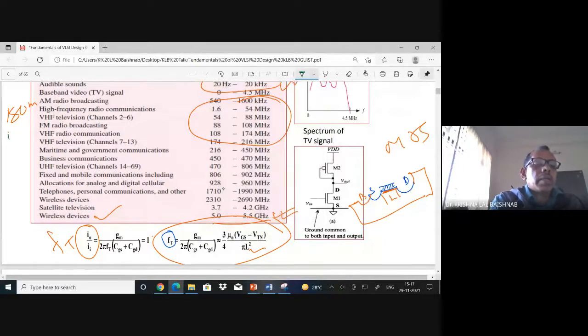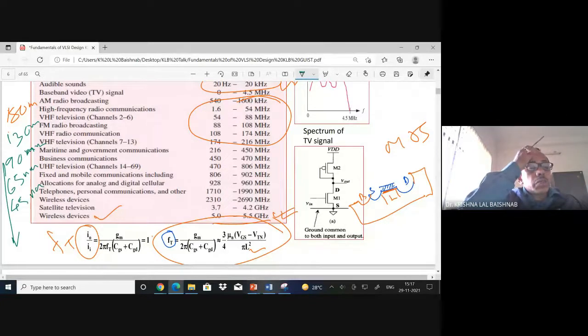I have 130 nanometer. Then we have a 90 nanometer, then a 65 nanometer, then a 45 nanometer. So many technology nodes. I already said, once we move from one node to another node, I am doubling the number of transistors per unit area. That is the objective.